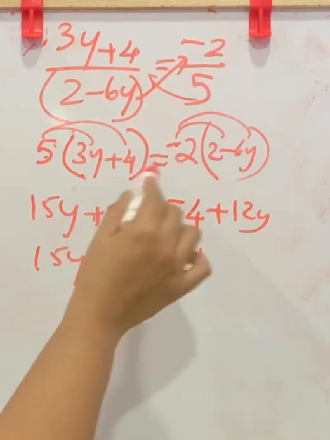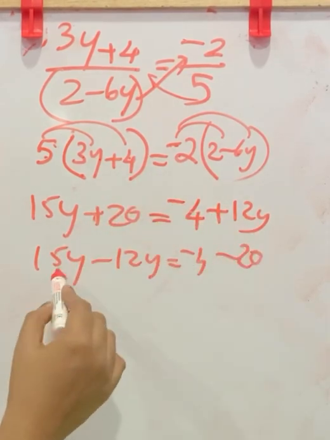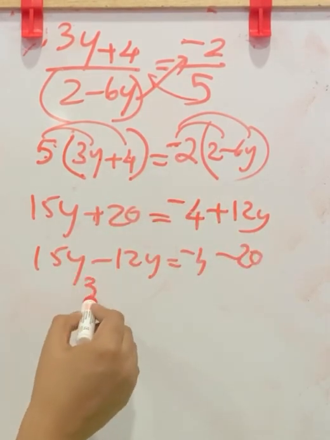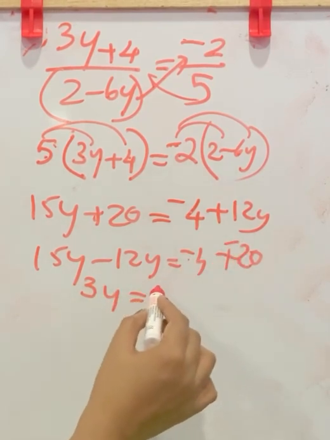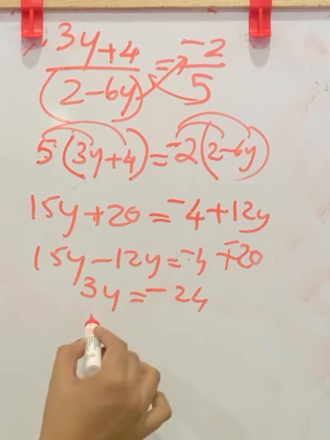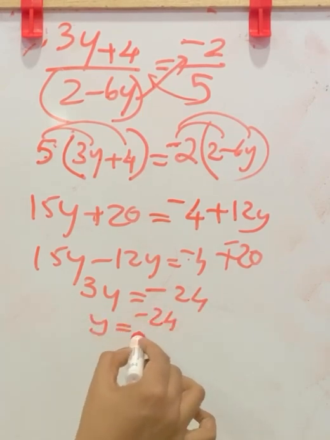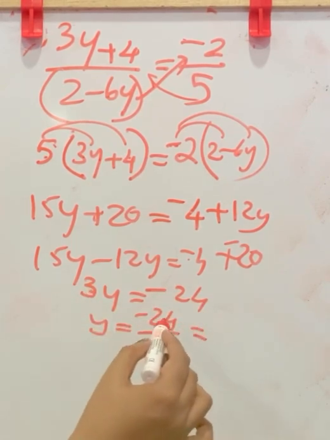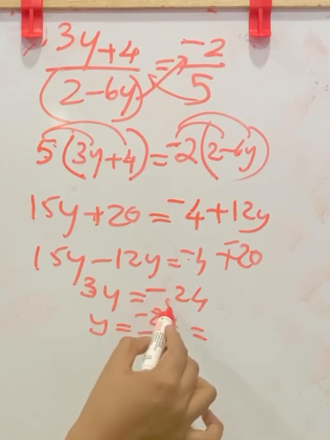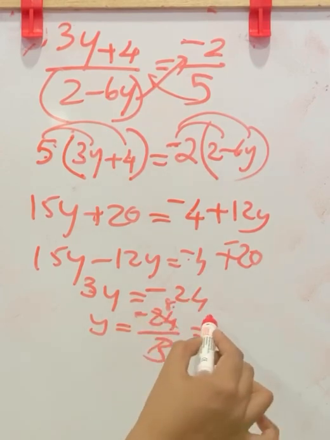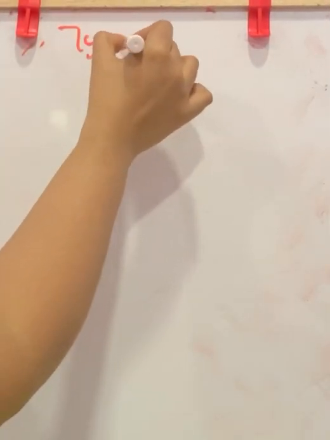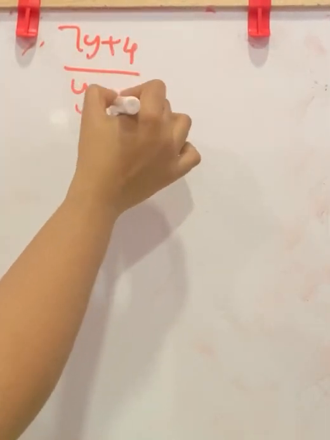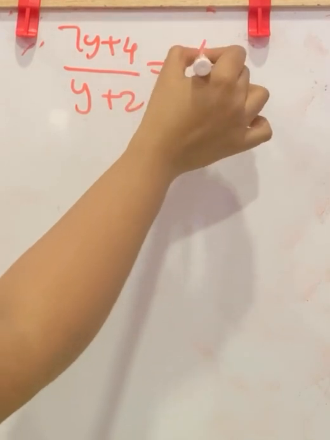Now you can rewrite this: 15y minus 12y minus 4 here, minus 20 going to RHS. Now 15 minus 12 is 3y equal to, this becomes plus, minus, both are negative, so minus 24. y equal to minus 24 by 3, this 3. That is 3 ones are 3, 3 8s are 24, minus 8 by 1. y is minus 8.